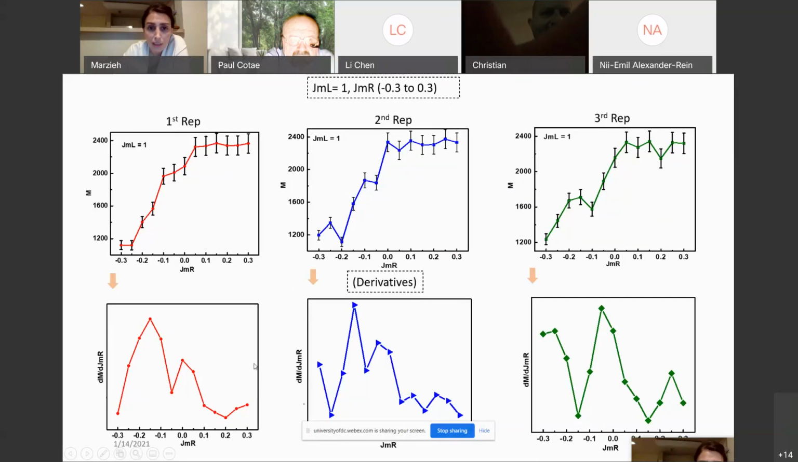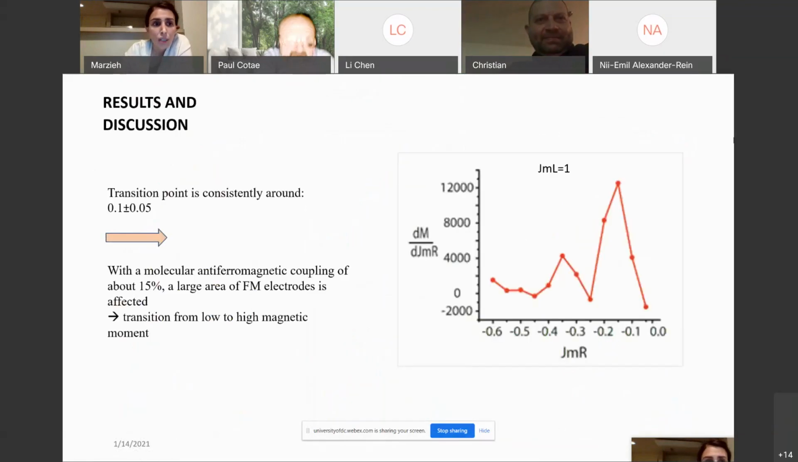on the first row, and the second row shows the derivative. After calculating this derivative, we see that the first peak happens somewhere around 0.15. This can be seen consistently at 0.15, or 0.2 in other repetitions. So finally, we decided that the transition point is consistently about 0.1 plus or minus a standard deviation of 0.05.